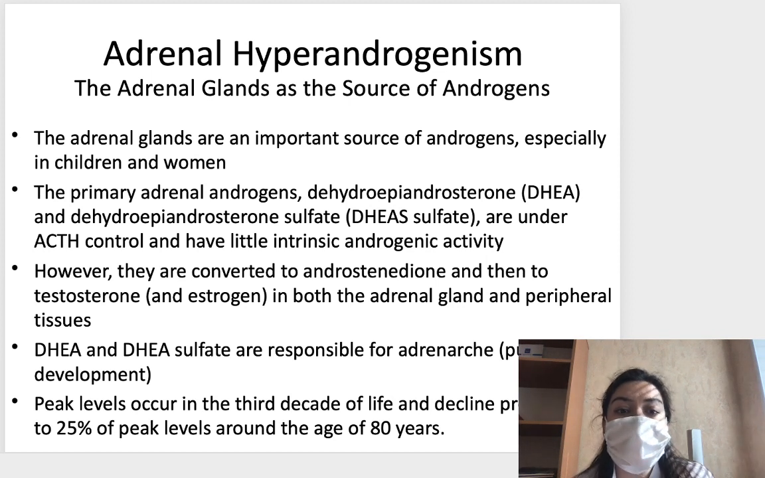The primary adrenal androgens, like dehydroepiandrosterone and dehydroepiandrosterone sulfate, are under ACTH control and have little intrinsic androgenic activity. However, they are converted to androstenedione and then to testosterone and estrogen in both the adrenal gland and peripheral tissues.